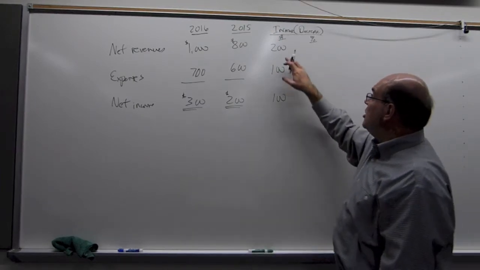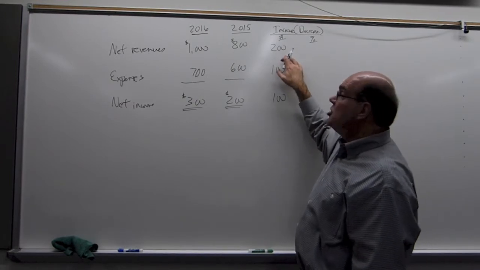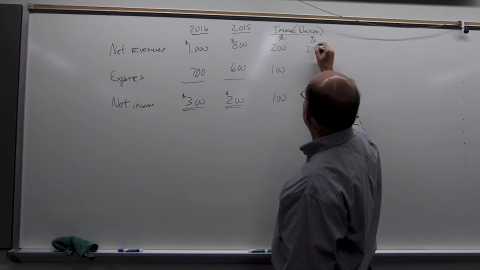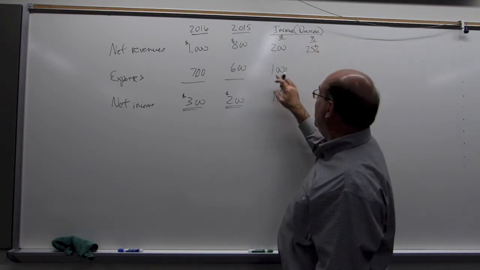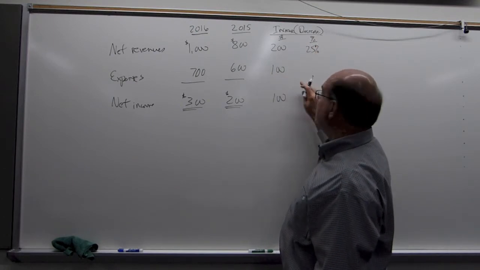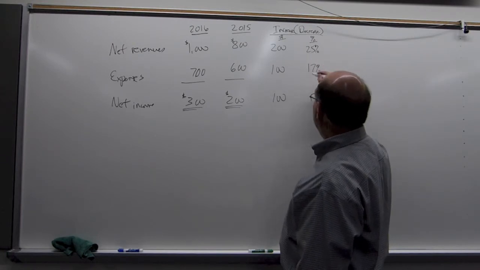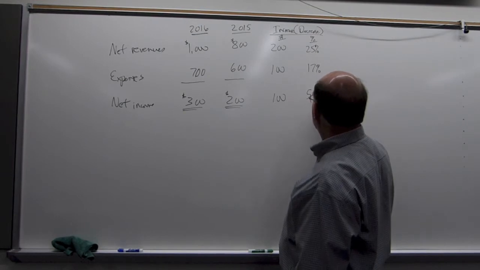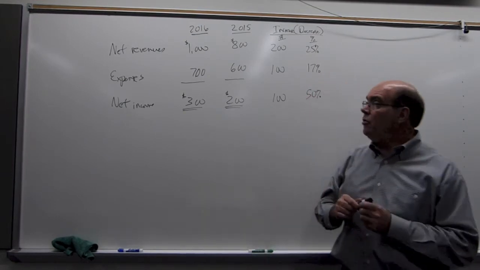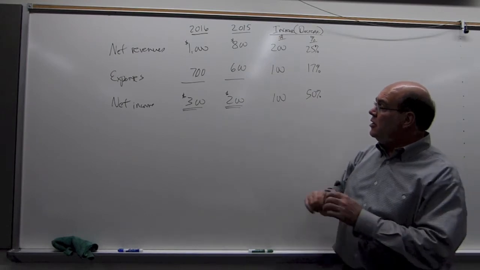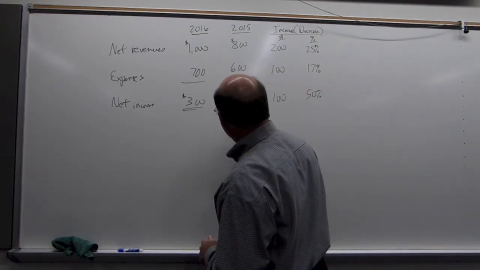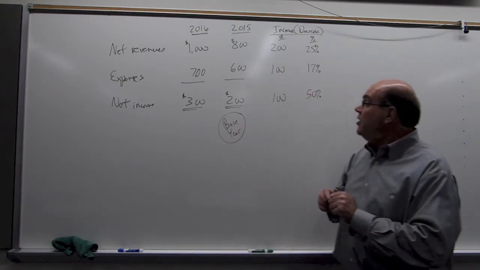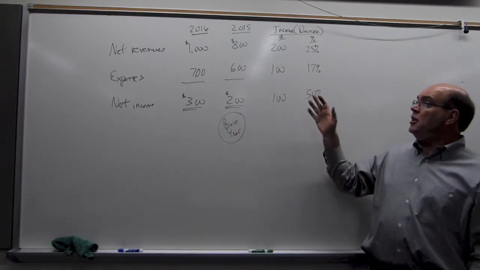The percentage is always based on the base year, which is the earliest year. So 200 divided by 800 is going to be, what would that be, 25%? 100 divided by 600, I think that's like 17%. And of course 100 divided by 200, that's 50%. And so you go through and you can calculate the numbers. Again, your earliest year is always your base year, so that's important to know. And then you're using these percentages, and you're looking to see what the big changes are.